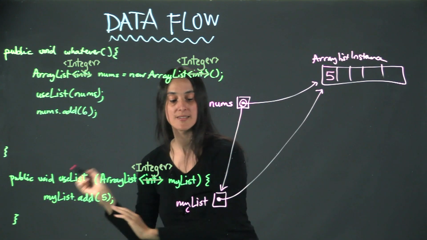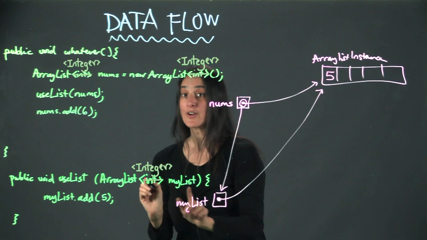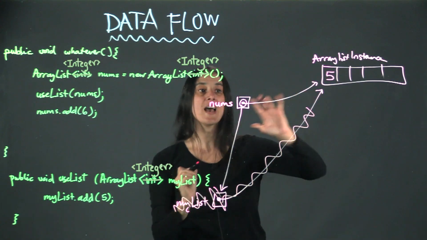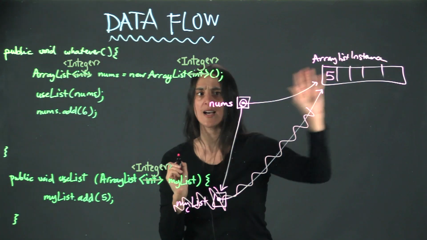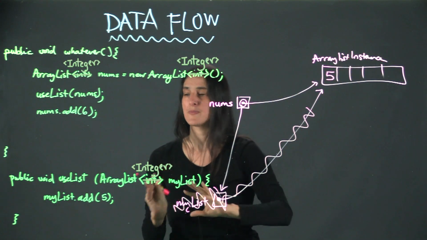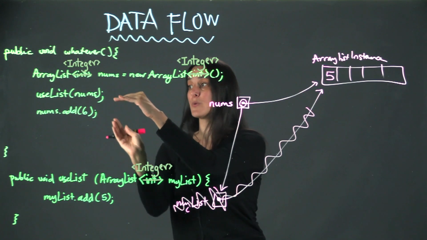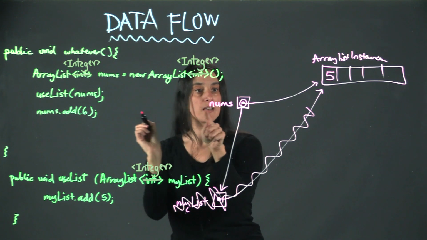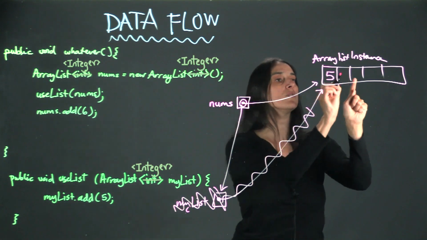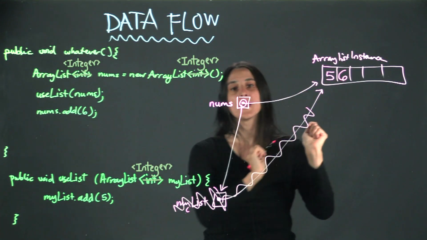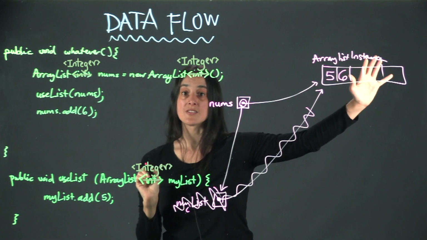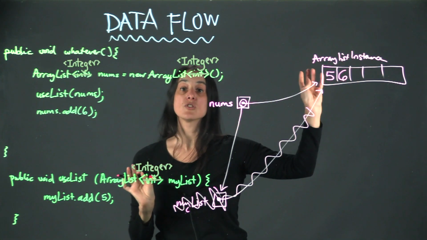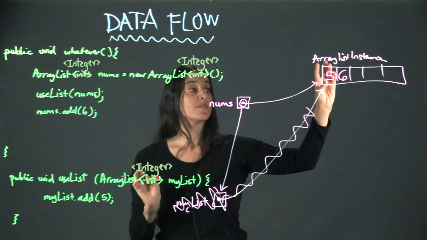Then the method ends. Once the method has ended, this variable is no longer in scope, so it dies, and the reference dies. But we have another reference to this, so this one doesn't die. We still have it pointed to by nums. When we go back out of this method, we return to here. We see nums add 6. So we say, okay, nums, here we go, nums add 6. And now our array list instance, which we have referenced at the moment by nums, has 2 numbers in it, 5 and 6.